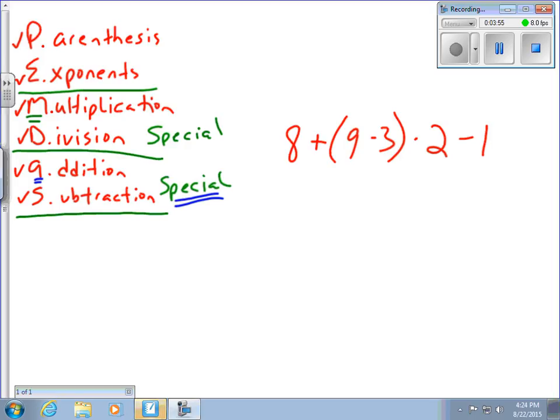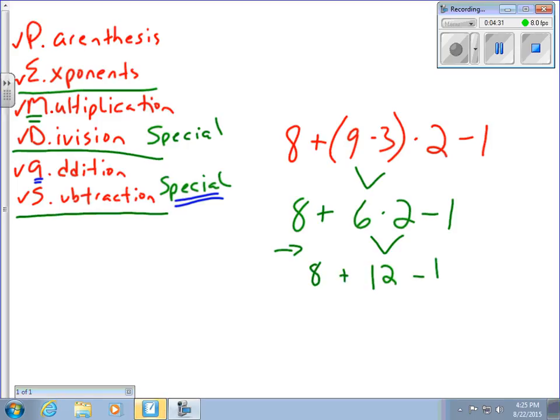Okay, in this problem, I have 8 plus 9 minus 3 in parentheses times 2 minus 1. So I start with parentheses, and that's the first thing I do. In this case, I have 9 minus 3. 9 minus 3 is 6. I rewrite the problem again. So I have 8 plus 6 times 2 minus 1. I have no more parentheses. I have no more exponents, so I do multiplication or division, whichever one comes first in the problem. In this case, going from left to right, the multiplication is right there since there is no division. 6 times 2 is 12.